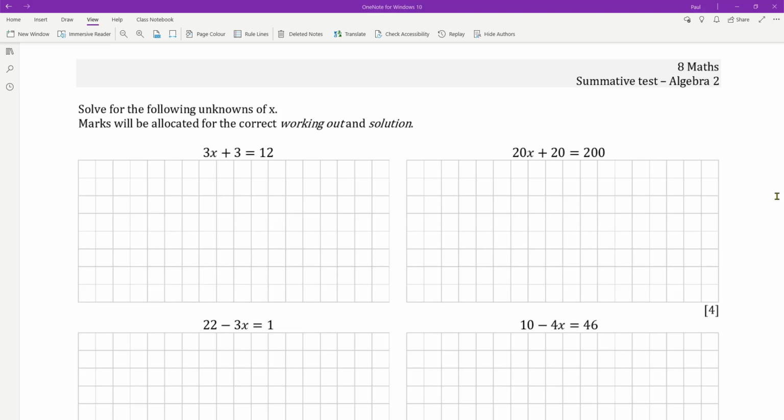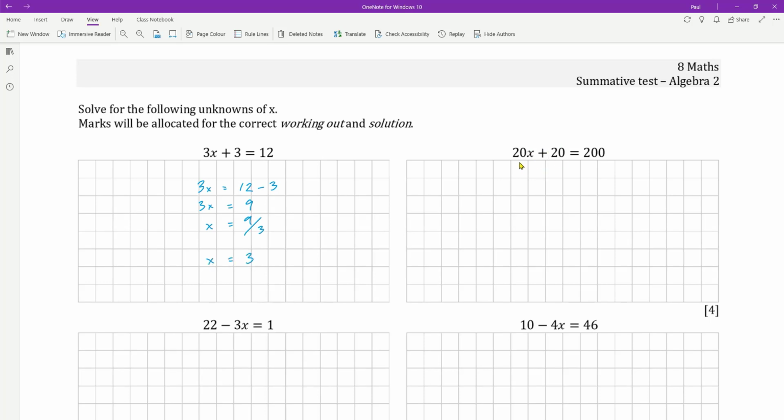Let's start this off. So I've got 3x plus 3 equals 12. The first thing that I need to shift is the plus 3 to the other side, so it'll become negative 3. 3x is equal to 12 take 3, so 3x is equal to 9. Now that's times by, so on the other side will be divide by, so x is equal to 9 divided by 3, so x is equal to 3.